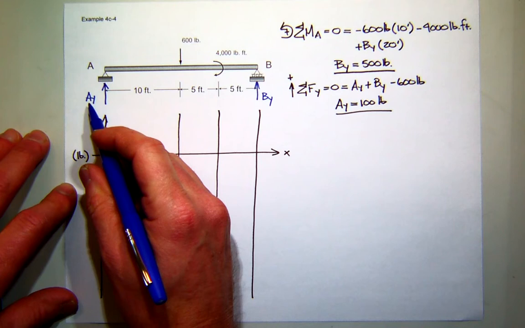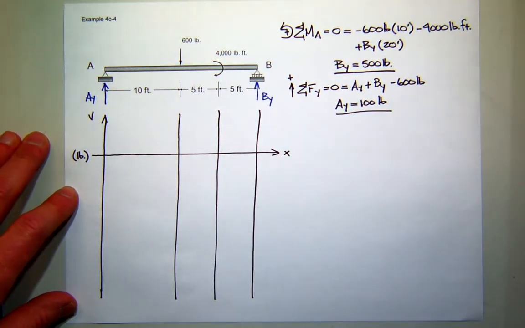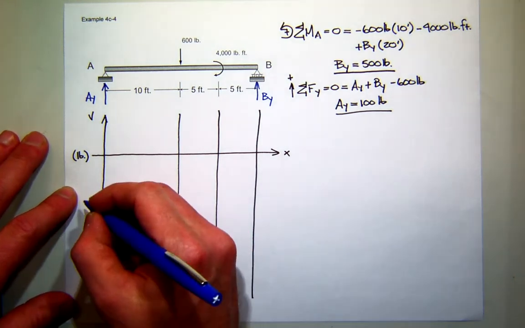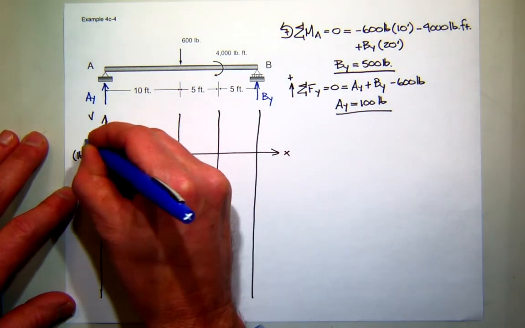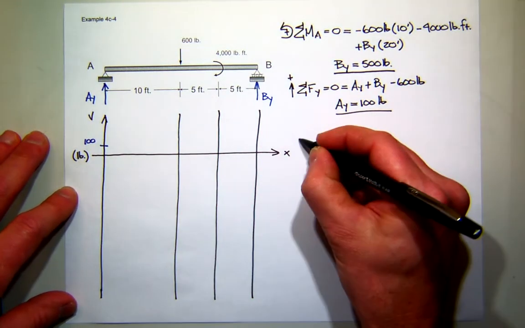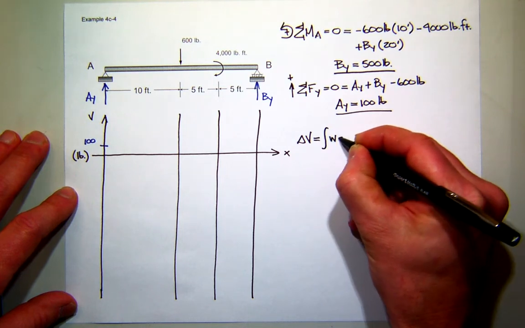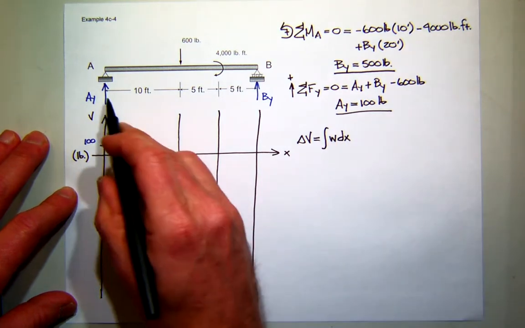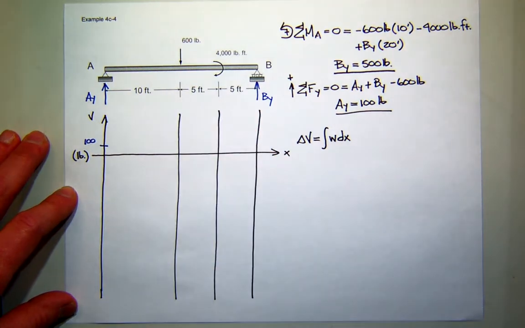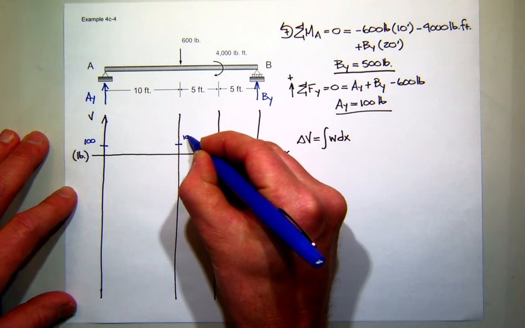So I assumed Ay was up, and I got a positive value of 100, so that's up. So what kind of shear is that on the left side? Positive or negative? Positive. So I should start at 100. Our rules haven't changed. We still know the change in shear is the area under the load diagram. And for the first 10 feet, what is the loading? 0. So that means I should have no change, and I should maintain 100.